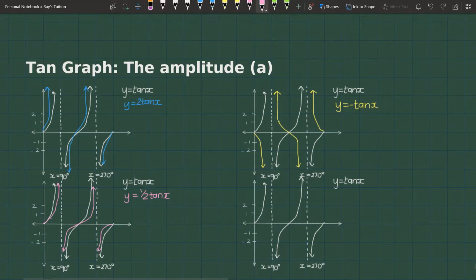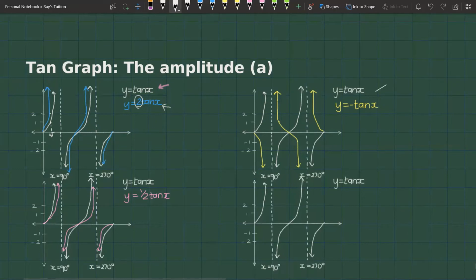So the first one we have is y is equal to tan x, and that is our usual graph, the plain graph. And here we have y is equal to 2 tan x. So over here, the amplitude is 2. How would we notice this? At 45 degrees, our graph is usually 1. And now with the shifted one at 45 degrees, it will be 2. As you notice, that A value makes it a lot steeper than it was before. So a bigger A value makes it more steep.